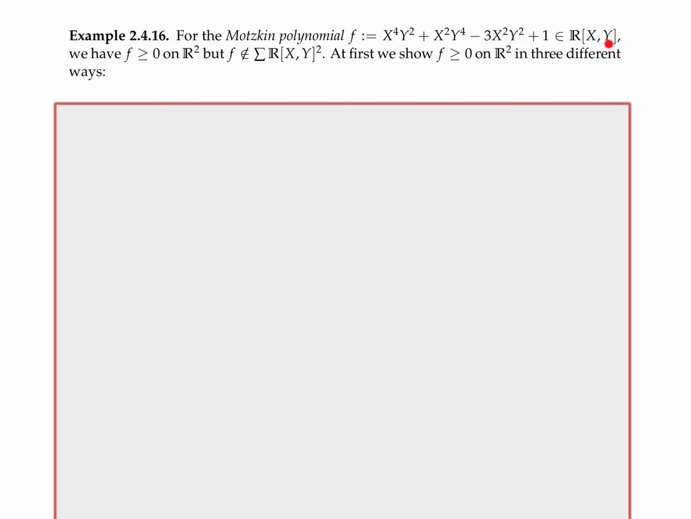Okay, so this is an example in two variables. I now write x and y instead of x1, x2. It's f = x^4 y^2 + x^2 y^4 - 3x^2 y^2 + 1. And we have that f is non-negative on R^2, but f is not a sum of squares of polynomials. So there is no polynomial sum of squares certificate for being non-negative. At first, we show that f is non-negative on R^2 in three different ways.